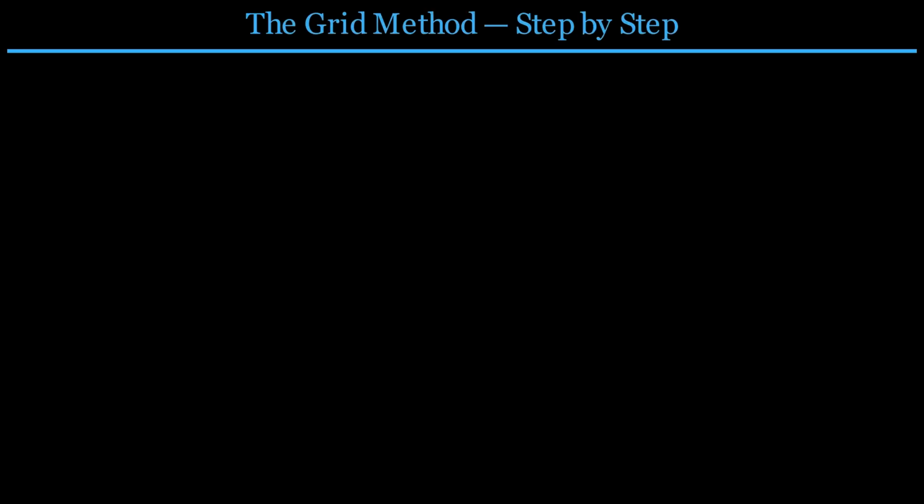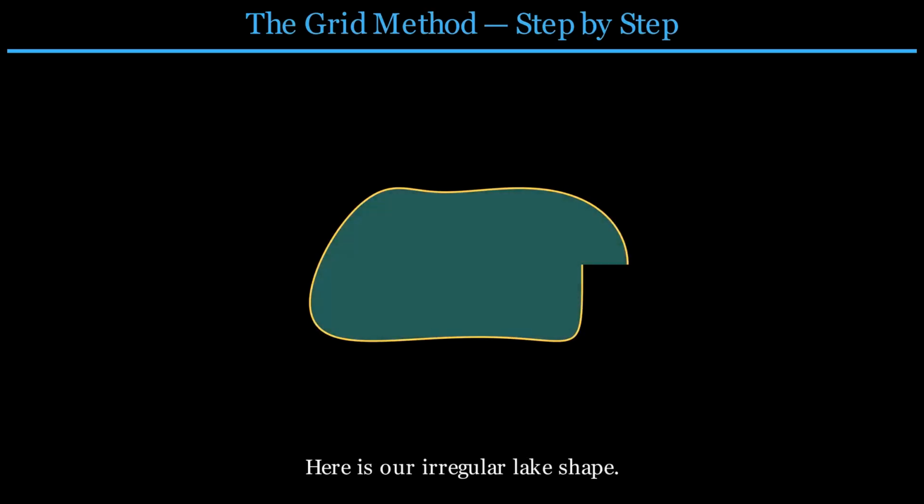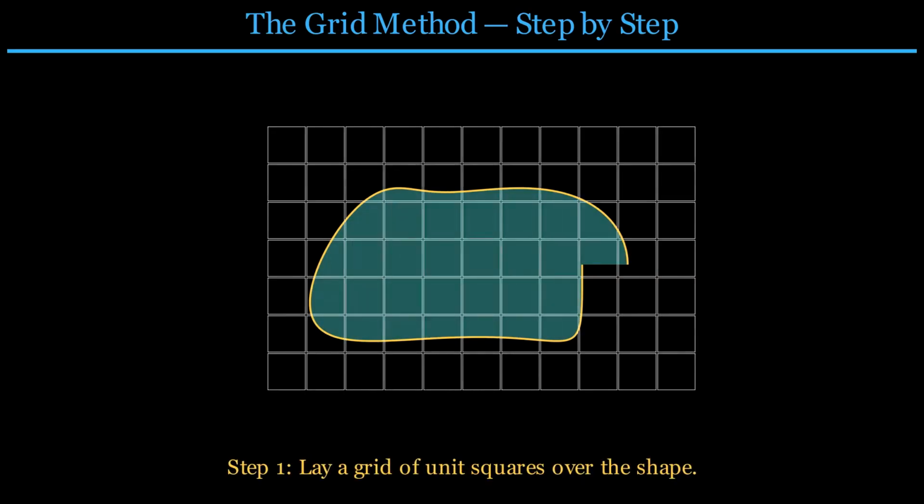Here is how it works. Draw the irregular shape. In our example, think of it as a lake. Step 1. Lay a grid of equal unit squares over the entire shape. Every square in the grid is exactly 1 unit wide and 1 unit tall, so each square has an area of 1 unit squared.